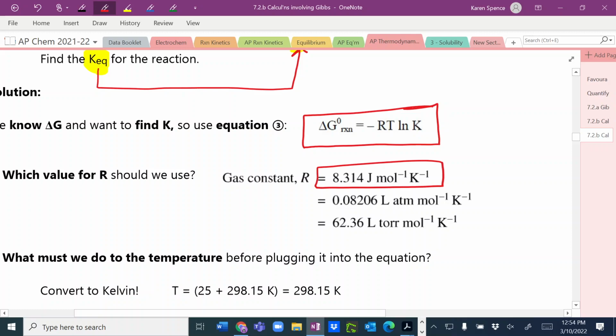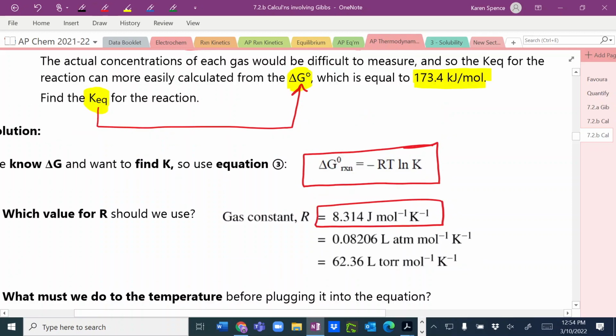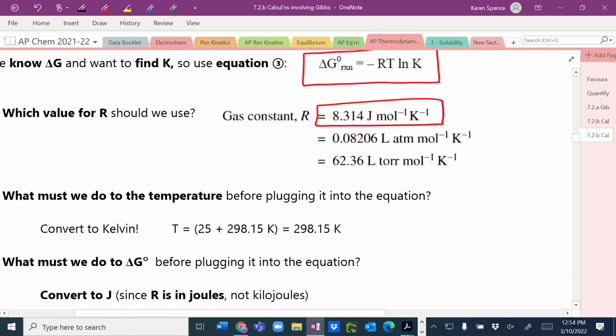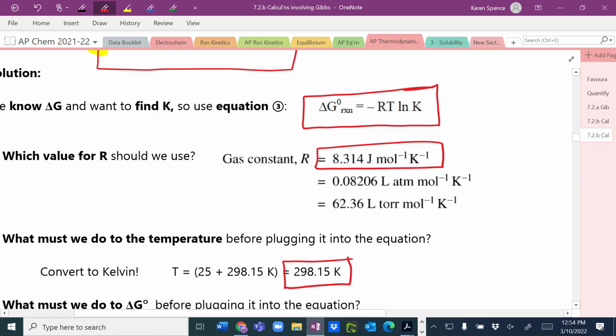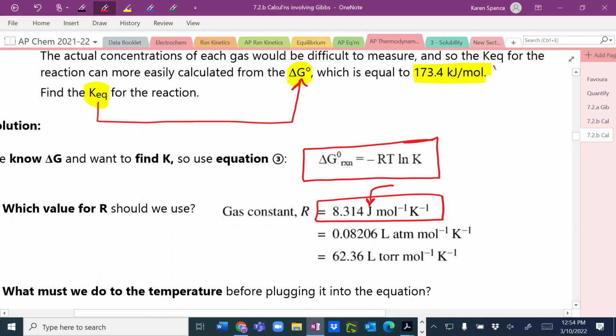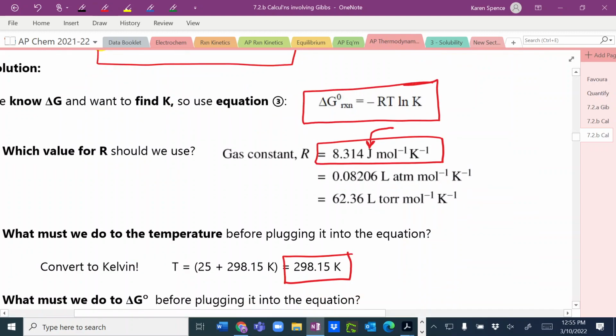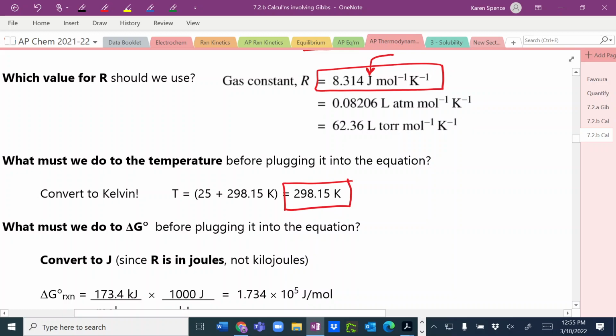Excellent. What do we have to do to our temperature? Turn it into Kelvin. And because our R is in joules, what do we need to do to our delta G? And remember, delta G is 173.4 kilojoules. What do we have to do to delta G before we throw it in that formula? Convert it to joules. You could also convert your R value to kilojoules, but whatever. So we're going to convert delta G to joules.